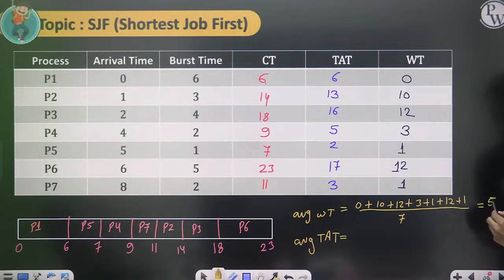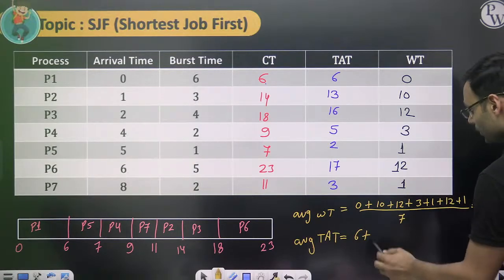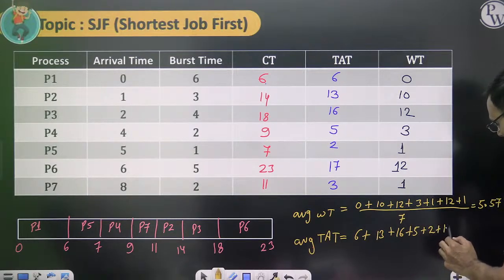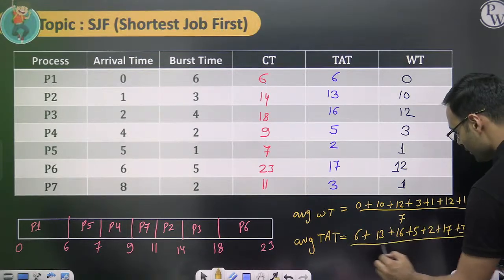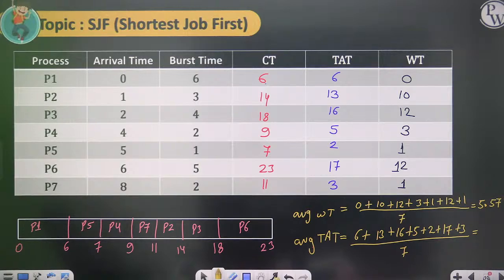5.57. Okay. This is average waiting time. Average turnaround time will be 6 plus 13 plus 16 plus 5 plus 2 plus 17 plus 3 divided by 7 processes, which is 8.85, approximately 6.